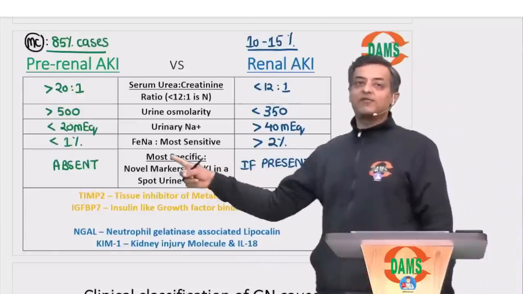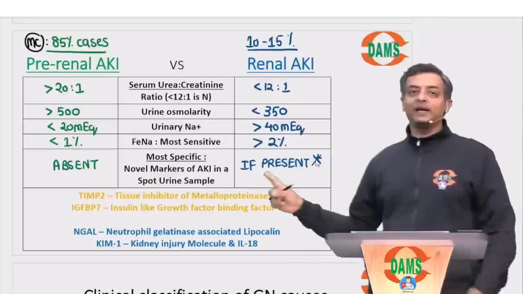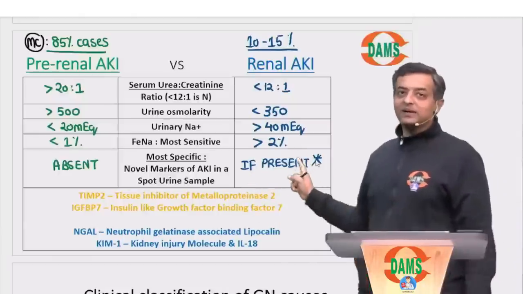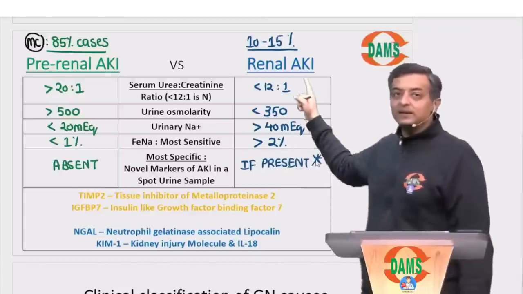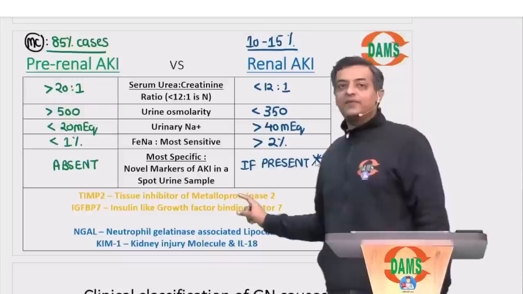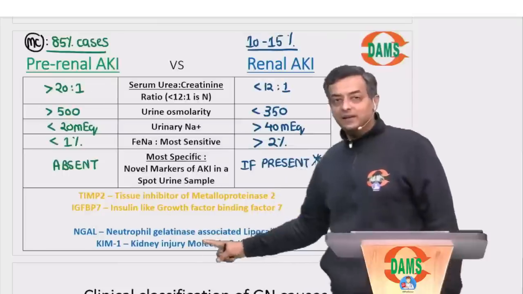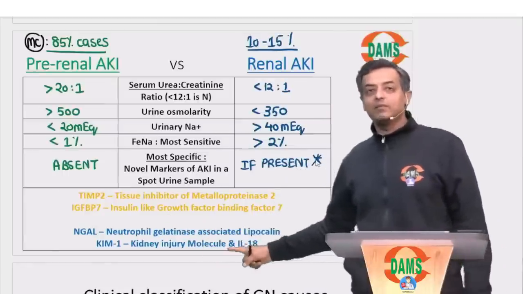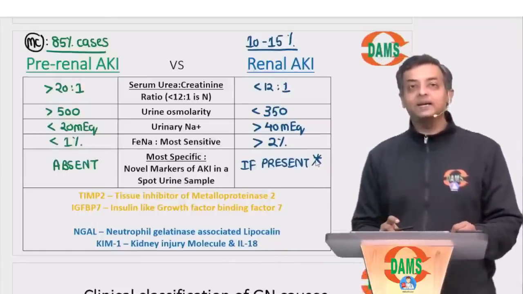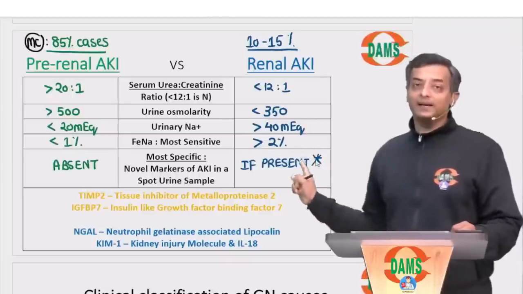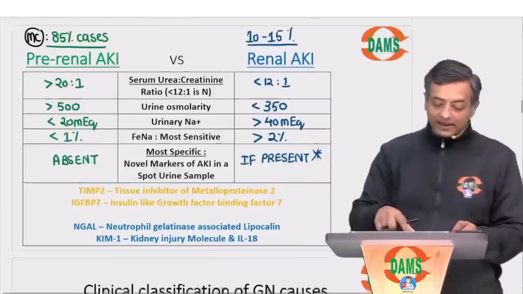Sensitive marker is FeNa. Specific are novel biomarkers of AKI in the spot urine. Biomarkers are secreted by the kidney. So if they are present, problem is in the kidney. The only two FDA approved biomarkers are TIMP2, IGFBP7. Other markers in India: NGAL, KIM-1, Interleukin-18. These are our biomarkers for diagnosis of renal AKI. Remember, they are not sensitive, they are specific for diagnosis of renal AKI.